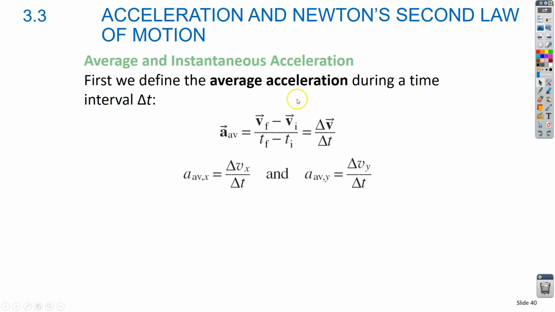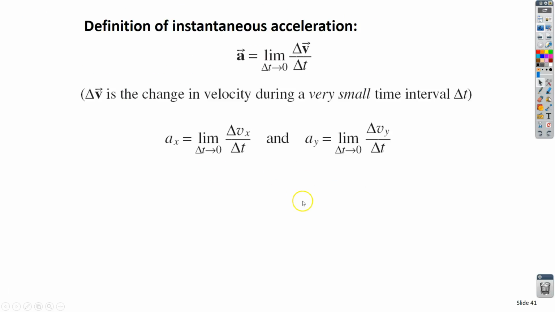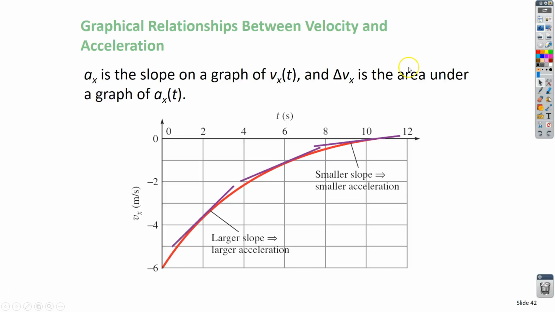Your average acceleration during a period of time or a time interval is just that change of velocity over change in time, is kind of what we were saying. And we can also do those in the x and y direction too. Instantaneous acceleration, your book defines as we're approaching a very, very small amount of time, so we're getting closer and closer to zero, and we're looking at the change of velocity at that very small amount of time.